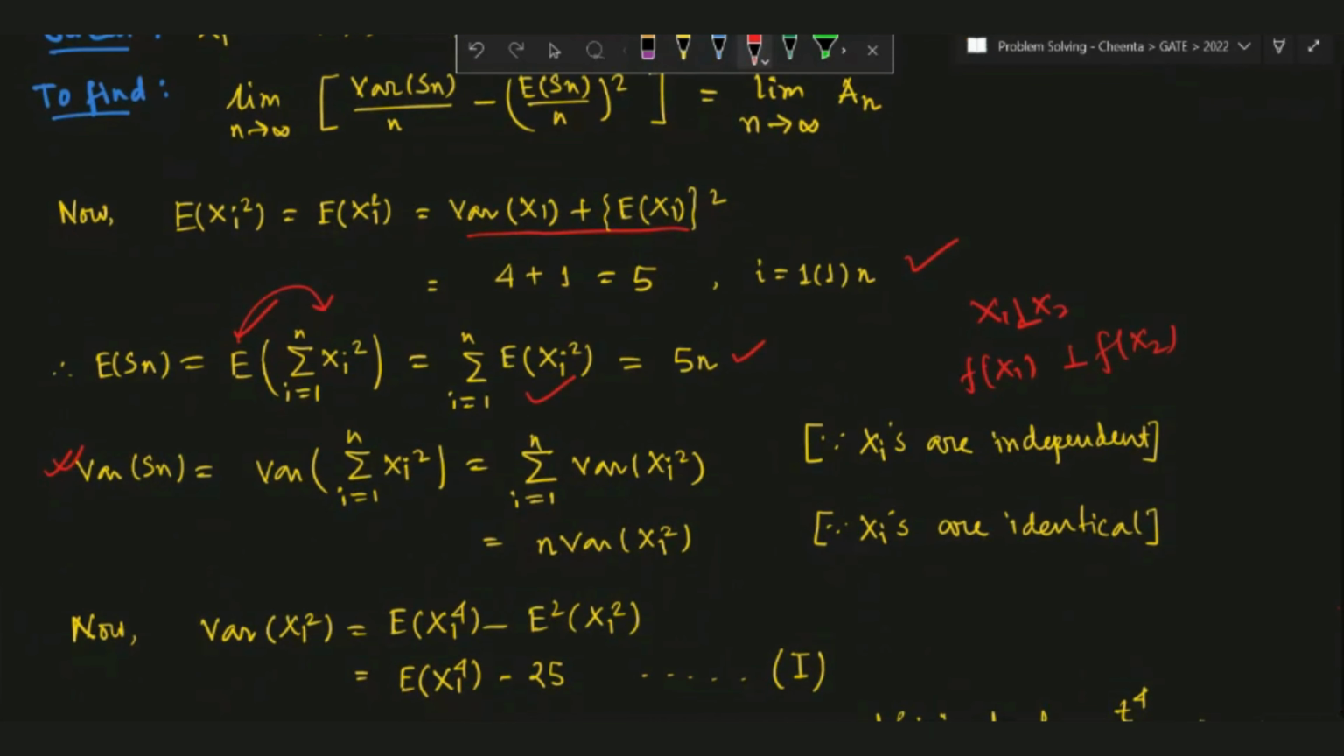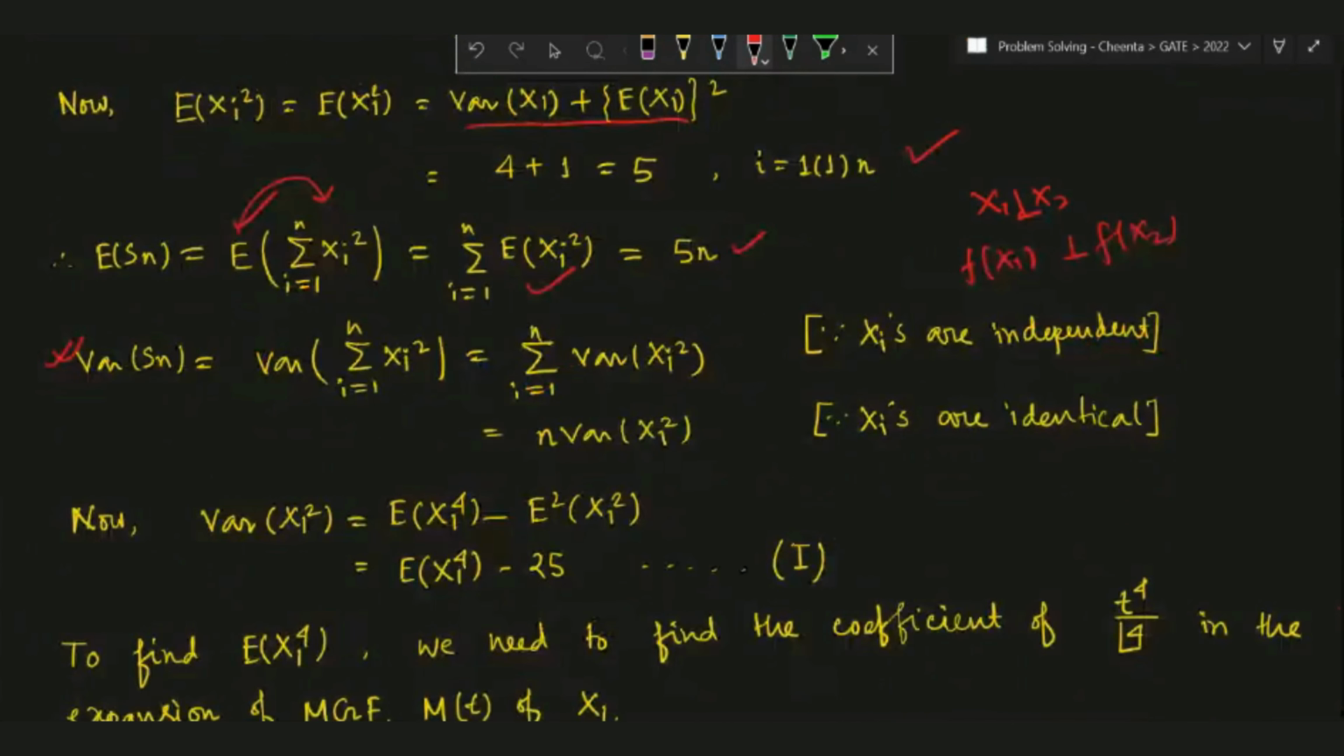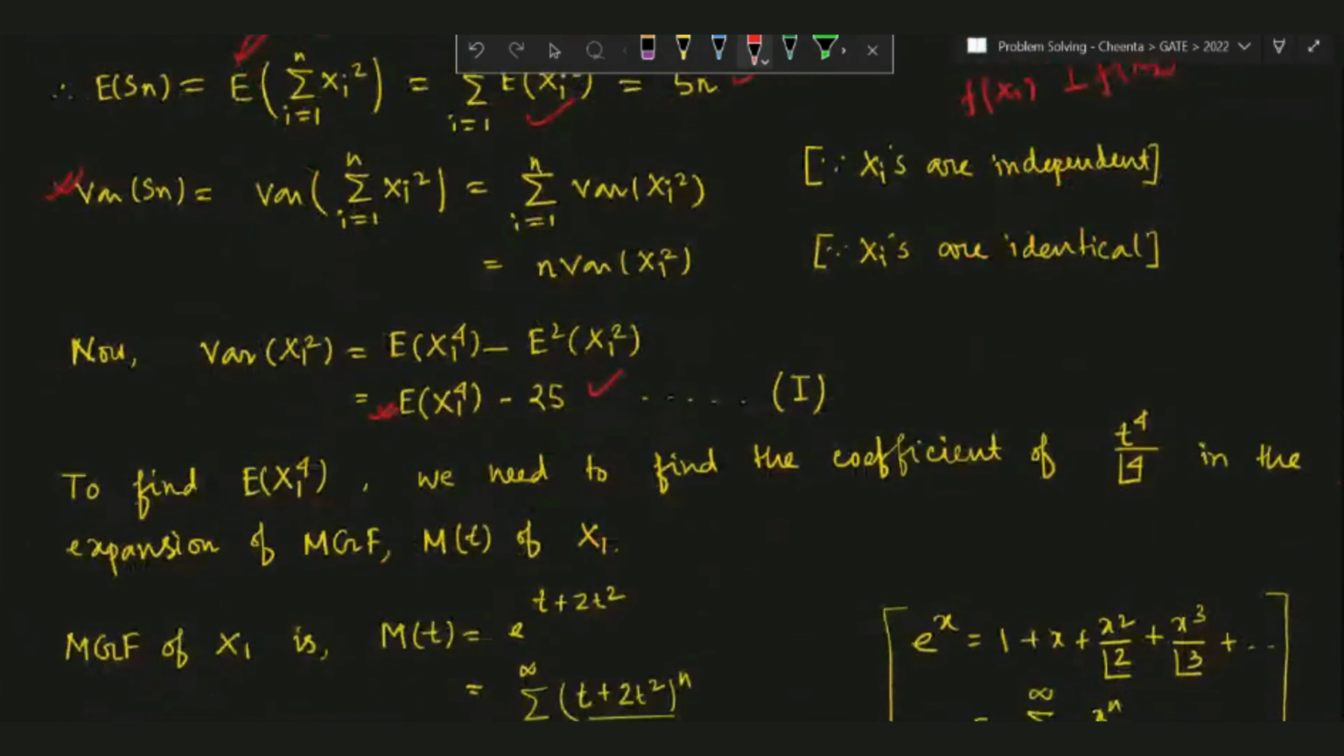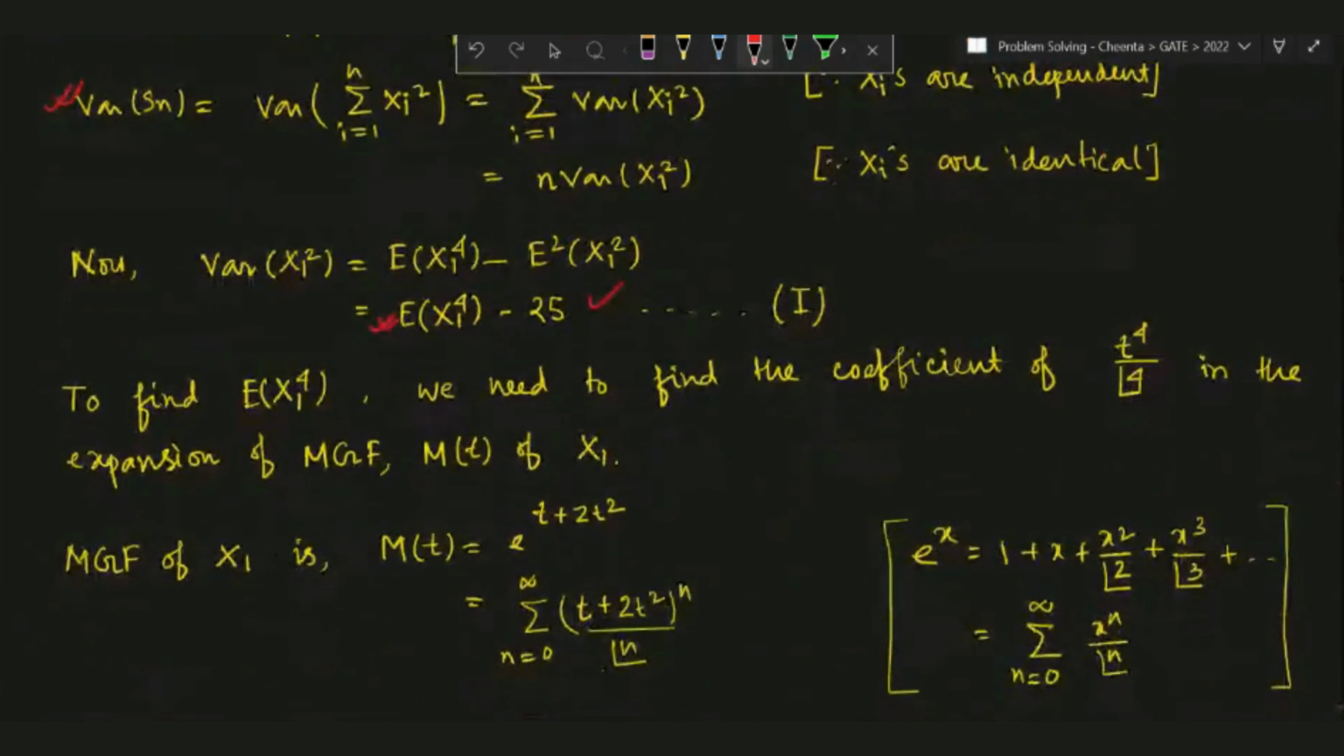The variance of X1 square is the expectation of X1 to the power 4 minus the expectation of X1 square whole square. The expectation of X1 square we know is 5, and its square is 25. So we need to find only the expectation of X1 to the power 4. Now to find this, we will use the MGF technique.